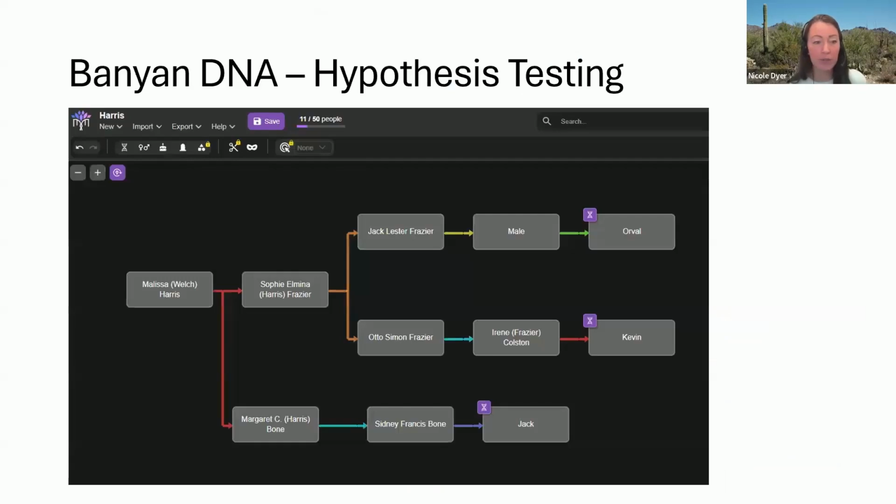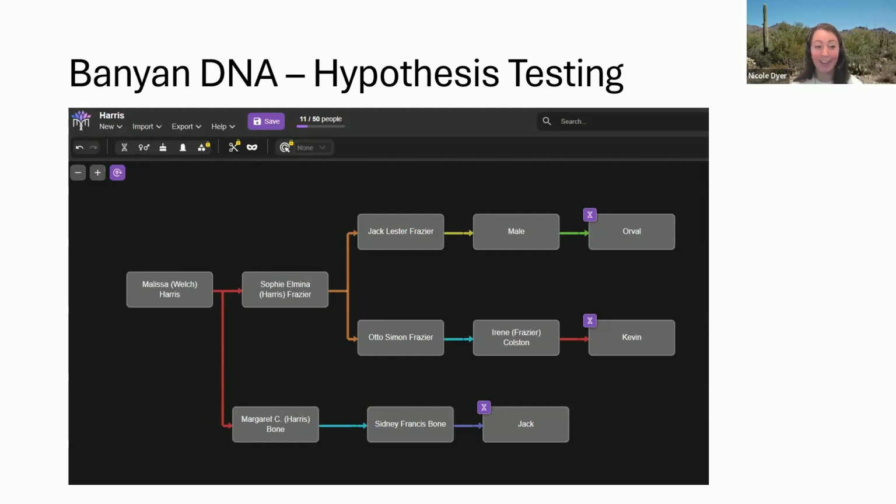Well, this is where we can use Banyan DNA. And Banyan DNA has two really awesome features. One of them is hypothesis testing, and the other is validation of your tree. So if you think you have a guess where these individuals fit in the tree, and you put it in and say calculate and validate if this is correct, then it will give you some scores and tell you if these relationships are most likely or not. If you have some hypotheses and you want to check which one is the most likely, you can put in all those hypotheses and then you can calculate that.